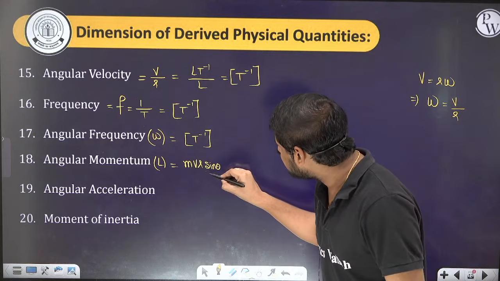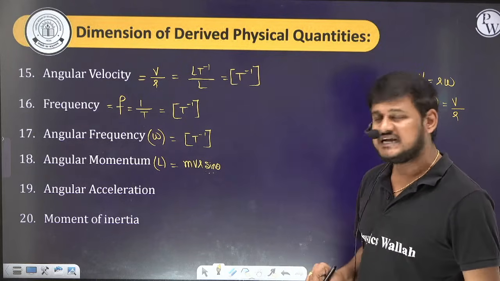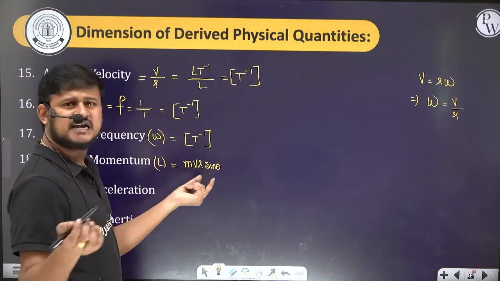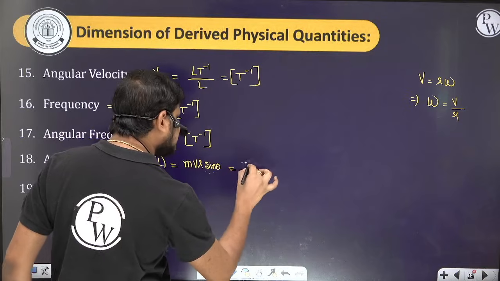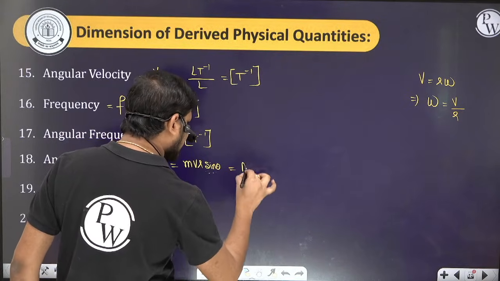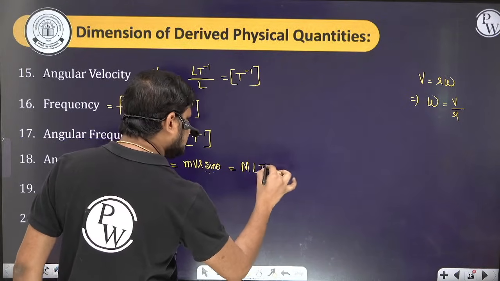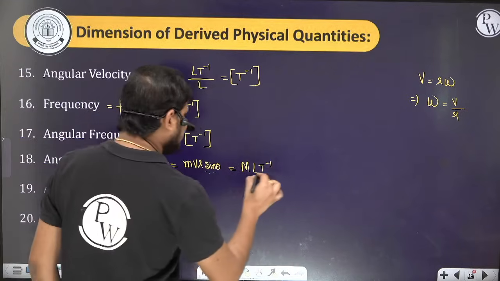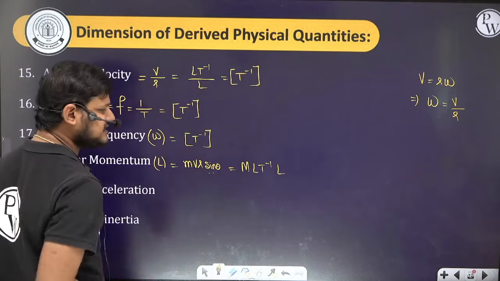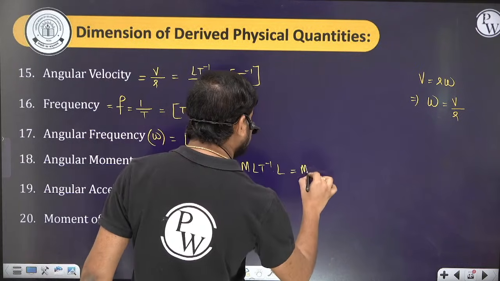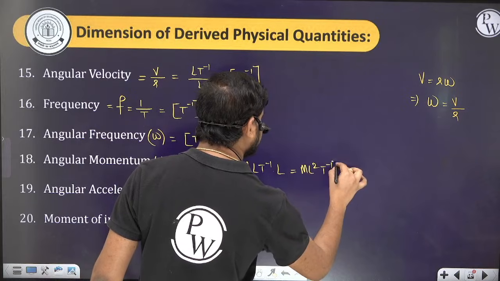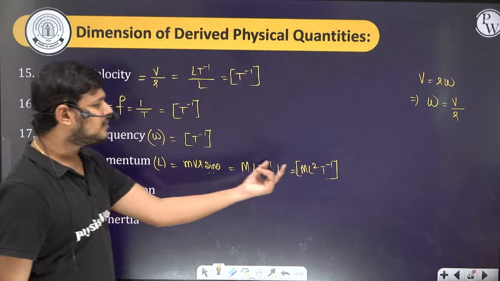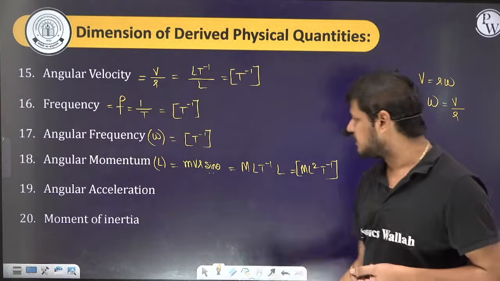So in this formula also, you can ignore the sin theta. m is mass, v is velocity, r is radius, which is nothing but distance. Mass, you know, is m, and velocity, you know, is L t to the power minus 1. Velocity is nothing but distance by time, right? And r is again the distance. So from here we get m L square t to the power minus 1. So the angular momentum is m L square t to the power minus 1.